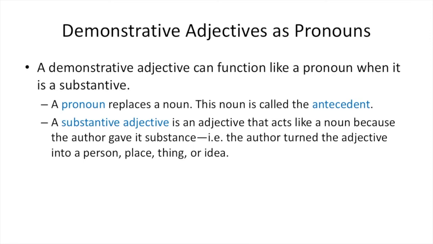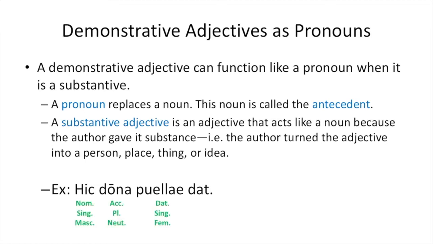So how does this work with demonstrative adjectives in Latin? Let's look at the sentence: hic dona puellae dat. First, let's parse everything to make it make sense. We know hic is nominative singular masculine, dona is accusative plural neuter, and puellae is dative singular feminine. Hic does not modify any noun. It is standing in for itself. It doesn't modify something, so it's going to be a pronoun. It is getting substance from our author.